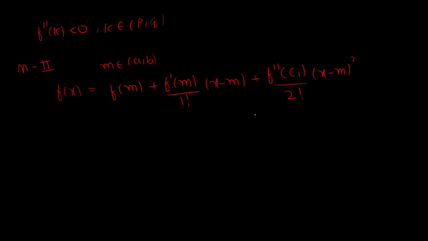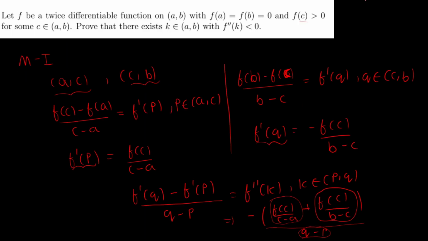You can check it out. Yes, now we got this from Taylor theorem. Now since they said that f of a is equal to f of b is equal to 0 and f of c is greater than 0, from extreme value theorem we can say that there exists a positive maximum for this function.